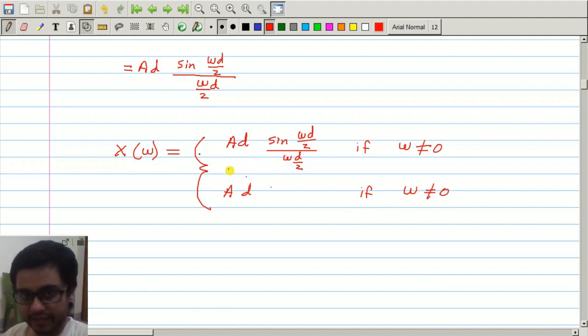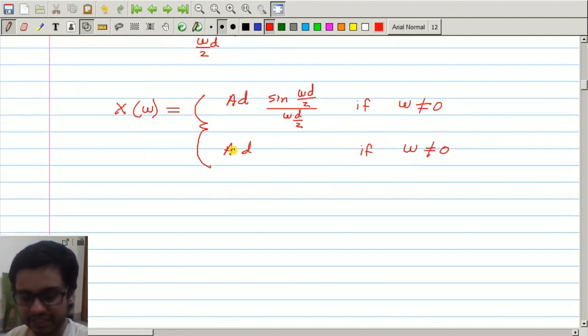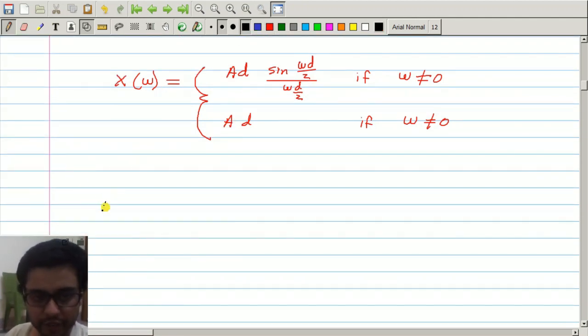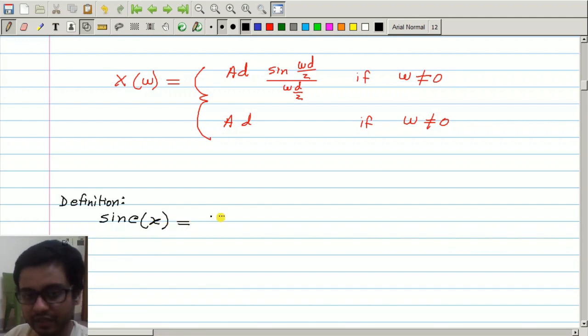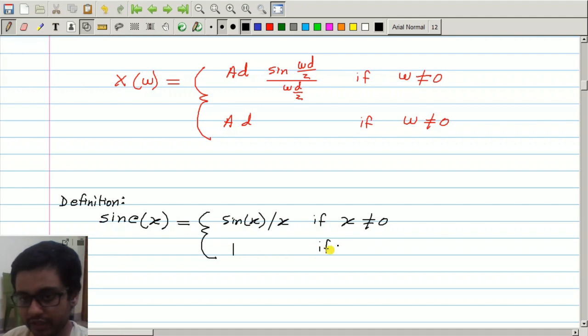There is a simpler way of writing this. You probably know that there is a function called sinc function, SINC, and by definition it is defined in this way: sinc x is equal to sine x divided by x if x is not equal to 0, and this is equal to 1 if x is equal to 0.